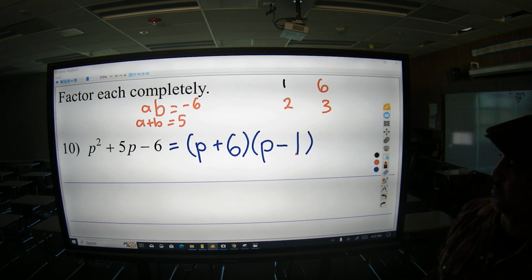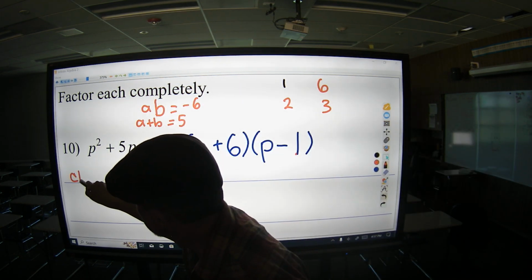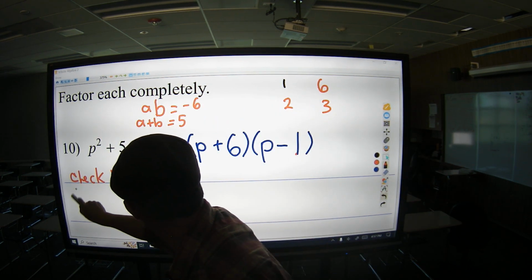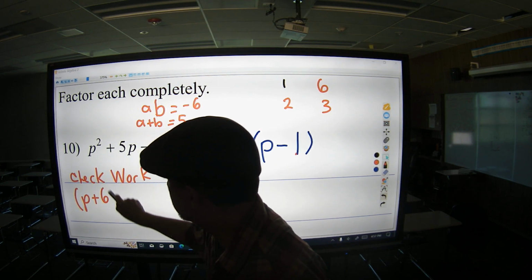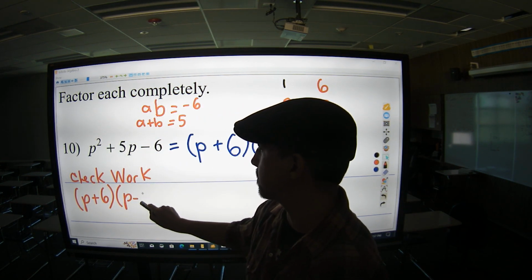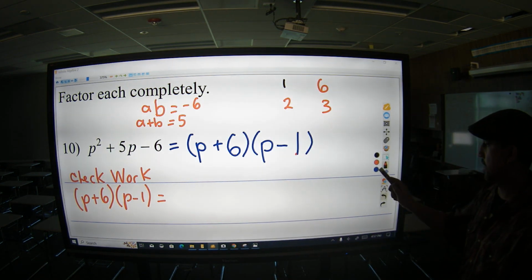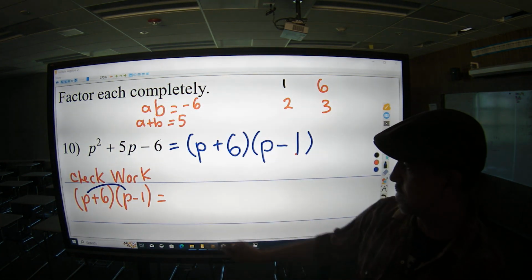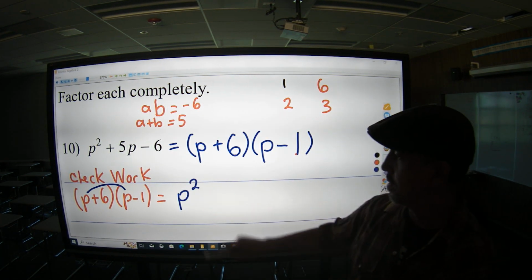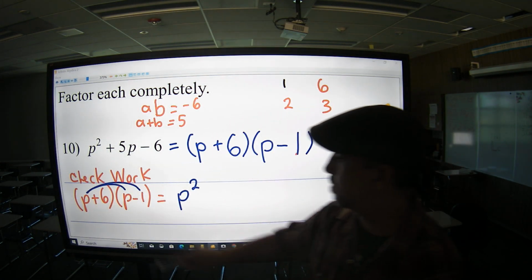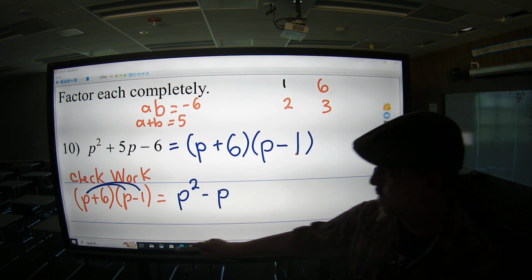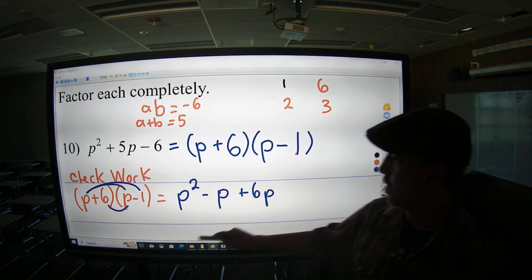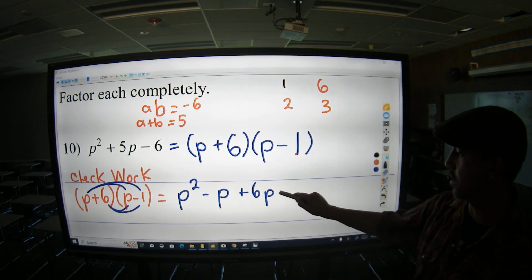So I guess we could look at an example of how to check our work to see if it's correct. So maybe, let's just make a little note here. Okay, checking work, and then we'll get p plus 6 times p minus 1. And then we can just multiply it out, which is a step that I think is a little more straightforward than factoring, which takes a little bit of intuition, like I said. So p squared, p times negative 1 makes negative p. P times 6 makes 6p. And then 6 times negative 1 makes negative 6.